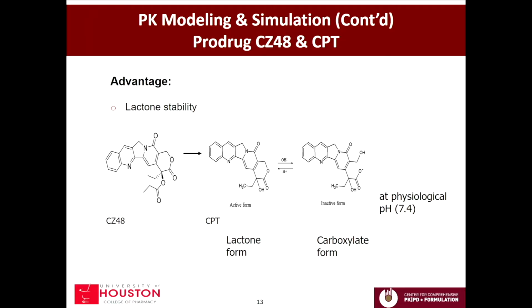This is just CD48. This is a lactone stabilized derivative that in vivo is hydrolyzed into the active form, CPT. If you're familiar with CPT, the lactone form is essential, but at physiological pH, the lactone form will open as the carboxylate form, which is inactive and responsible for some side effects. So if you dose CPT, the half-life is very short. And this is a prodrug. We continuously liberate that CPT and provide the lactone form for a sustained period of time.